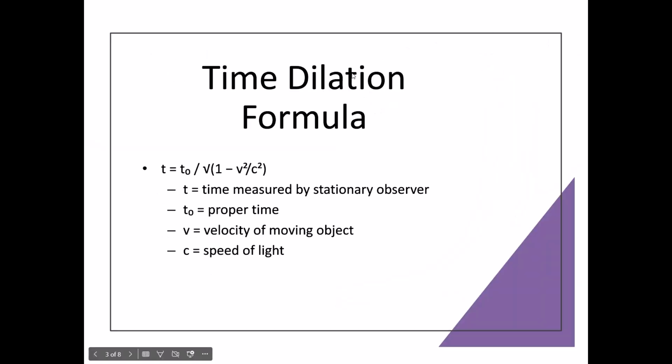What is the time dilation formula? T, which is the time measured by a stationary observer, equals T0, which is the proper time, divided by the square root of 1 minus v squared over c squared. Here v is the velocity of the moving object, the speed of the object, and c means the speed of light. The speed of light is 3 lakh kilometers per second, and we have to take the square of 3 lakh.